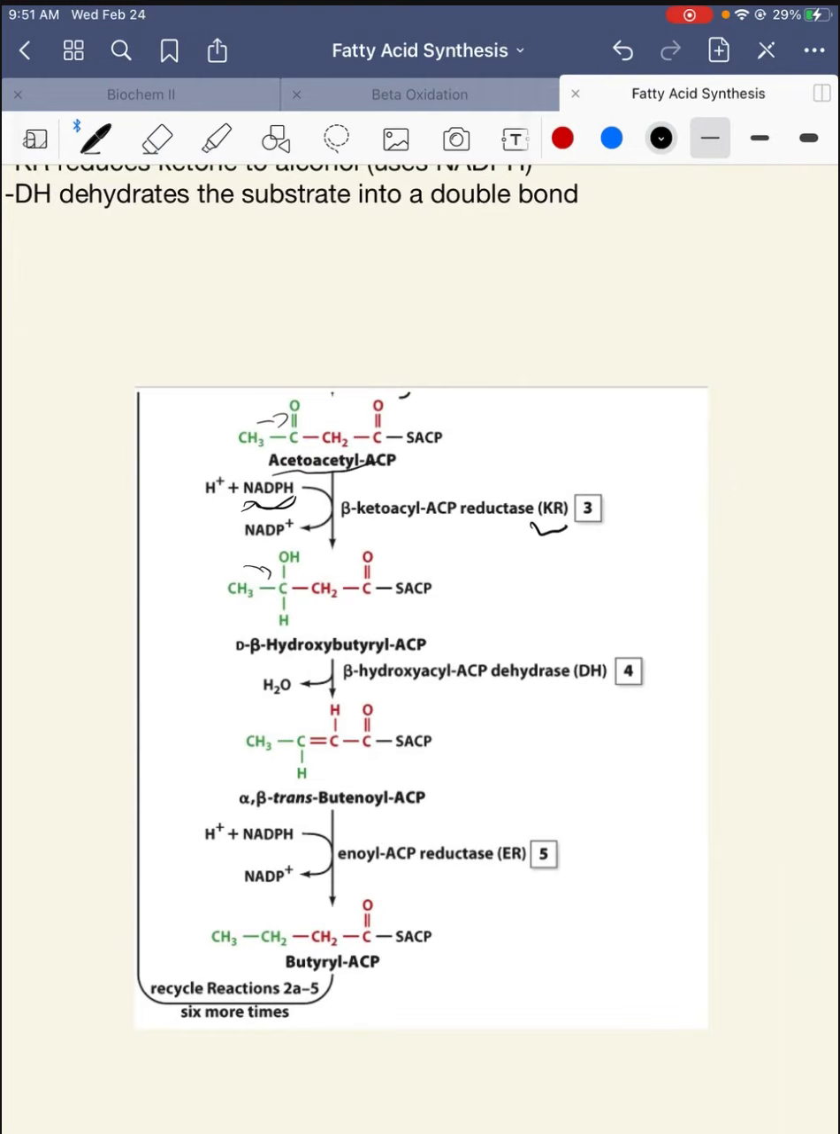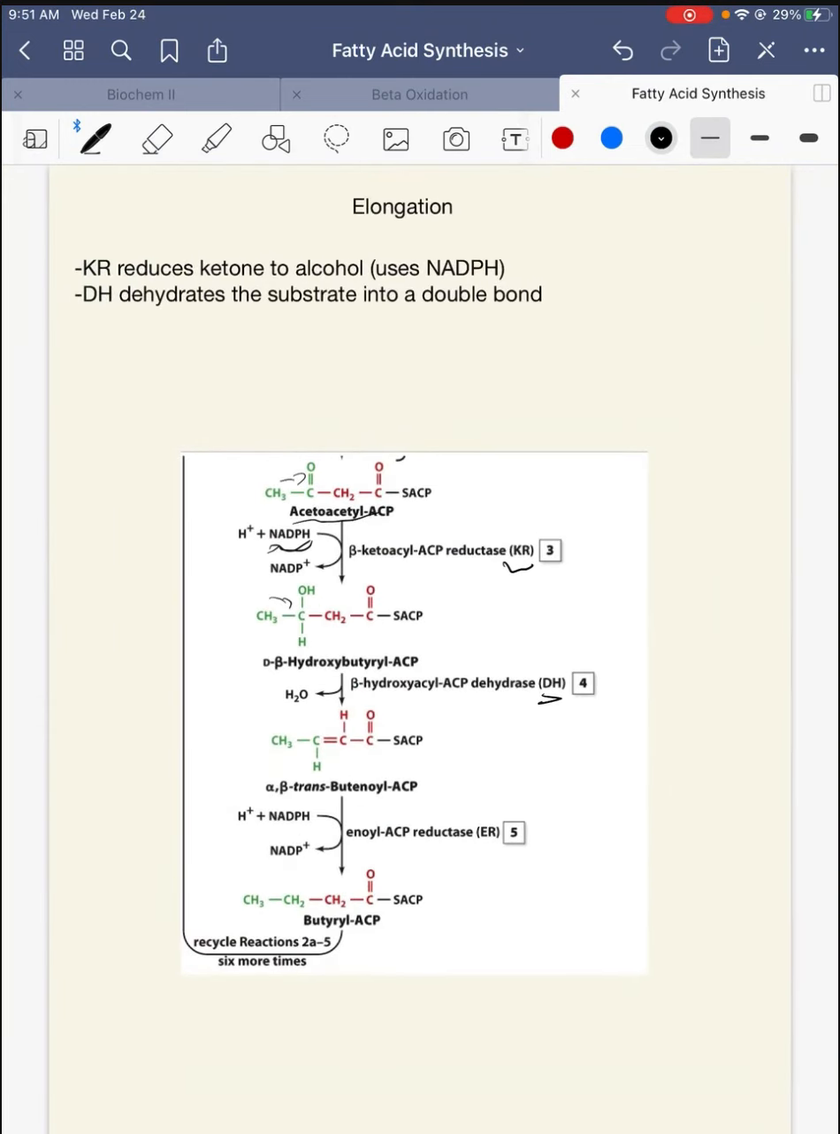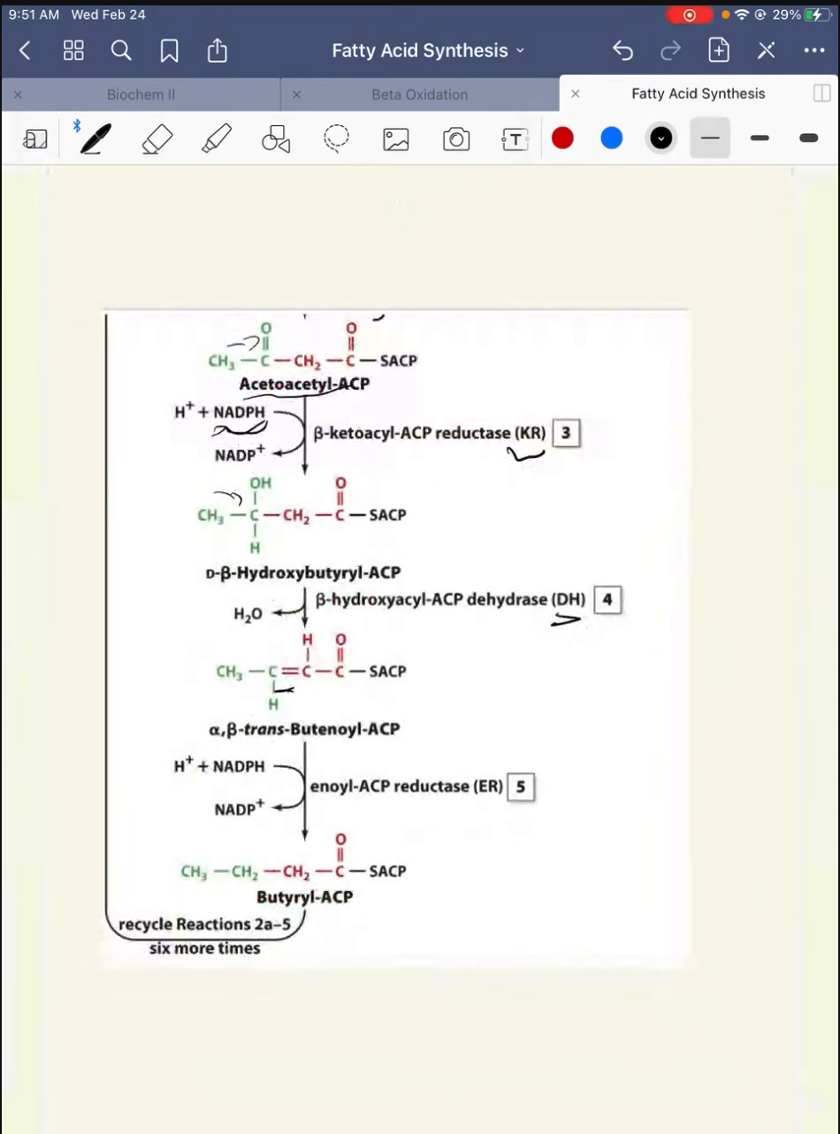And then we have DH over here. I'm not going to try to pronounce all these enzyme names. You can just call them KR, DH, and ER. DH dehydrates the substrate, and then we get this double bond. Okay, so then we end up with alpha-beta-trans-butenoyl-ACP, and then ER comes in. I know it's called ER, whatever.